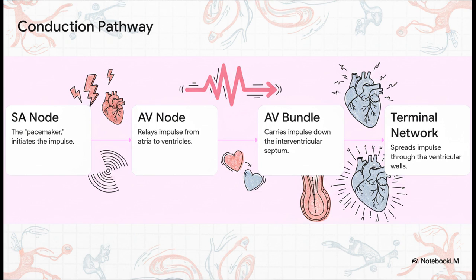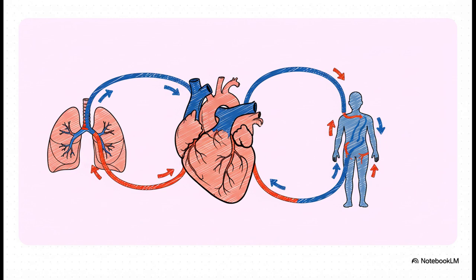Then, it sends the signal down the AV bundle, and finally the impulse spreads through the terminal network, triggering that big, powerful squeeze of the ventricles. Knowing that sequence is totally fundamental. So that blood travels in two distinct loops.